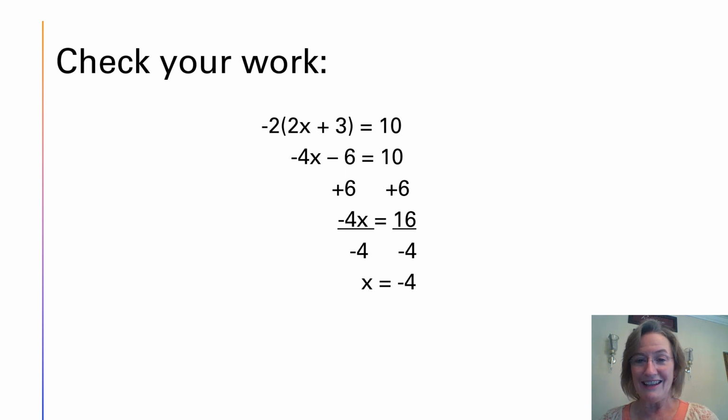All right, let's see how you did. Take negative 2 times 2x and you get negative 4x. Take negative 2 times positive 3 and get negative 6. Our next step is add 6 to both sides. That leaves you with negative 4x. Don't forget to bring that negative down with that 4x. Equals 16. Divide both sides by negative 4 and your answer is negative 4. I bet you got that.